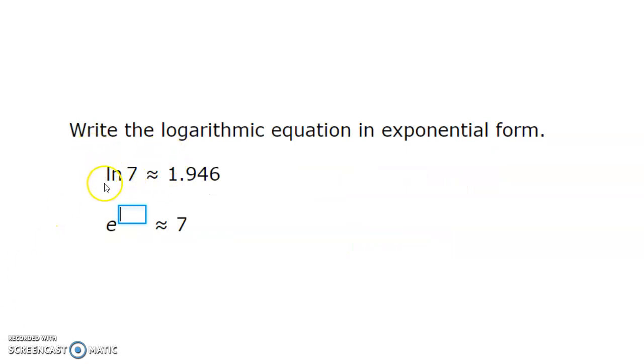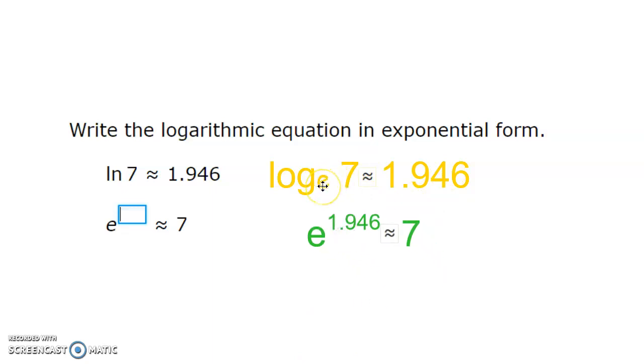Okay, here we go again. We've got a log, and we're going to write this as an exponential. So here we've got natural log of 7 is approximately 1.946. So first, let's go ahead and rewrite this. Rather than using ln, let's use that log with a base of e. Remember, this and this are equivalent. And the reason I want it written in this form is so that I can write it in the form of an exponential. So let's convert this to an exponential just like we did last week. So that now becomes e raised to the 1.946 power is approximately 7.